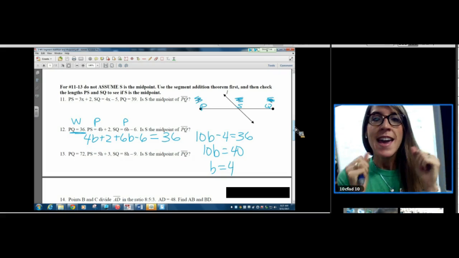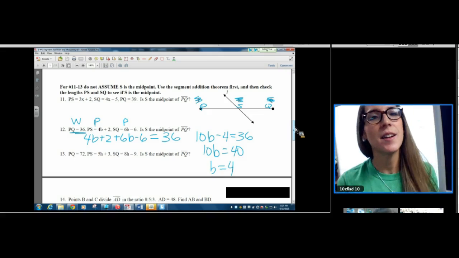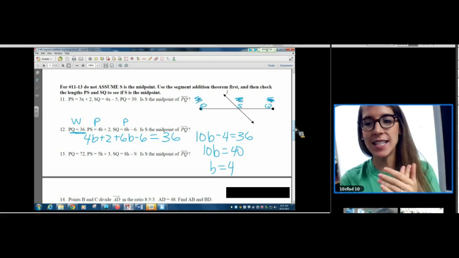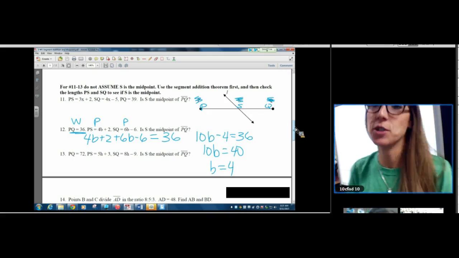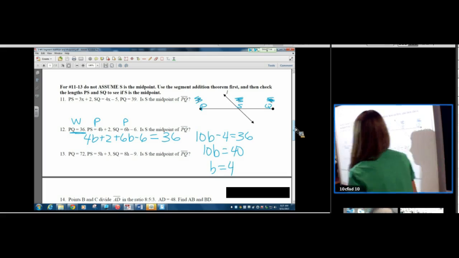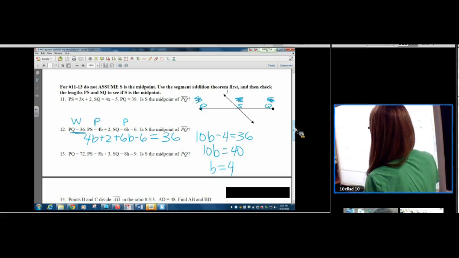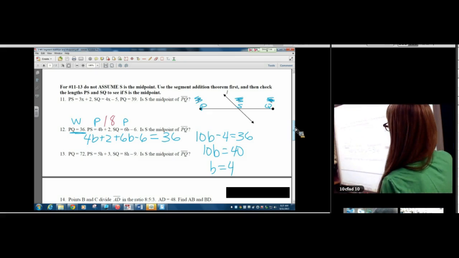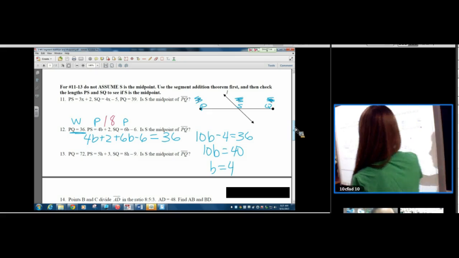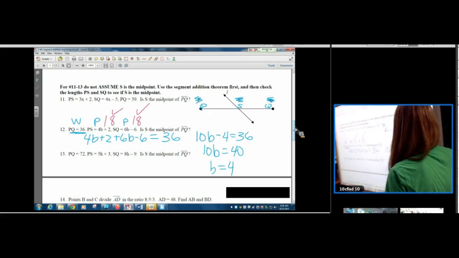So now we're going to plug B into the two parts, the two things that have the P over it. If we get the same thing on both sides of that point, then it really is a midpoint. This is like we're the attorney and we're presenting the evidence. We're trying to get it proved guilty of being a midpoint. All right, so 4 times 4 plus 2. That's 18. 6 times 4 minus 6. That's 18. 18 equals 18, so yes.